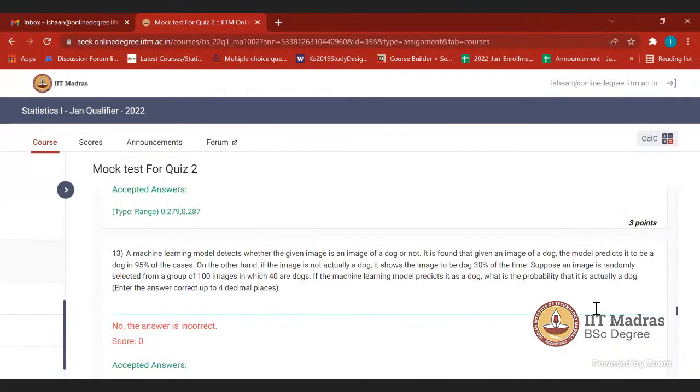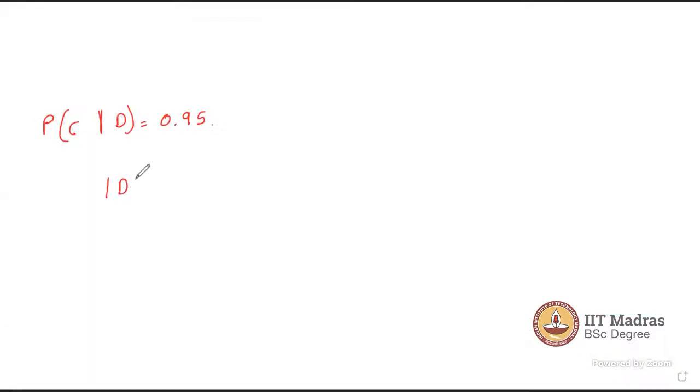So were you guys able to convert the statements into events? Like, let's say dog and dog complement, and correct and not correct. So given the image of dog, the model predicts it correctly, it's 95% chances, right? Next thing it says that on the other hand, if the image is not actually of dog, it shows the image to be of dog 30% of the time. So I'm given that the image is of not dog. I don't think we'll make correct, incorrect.